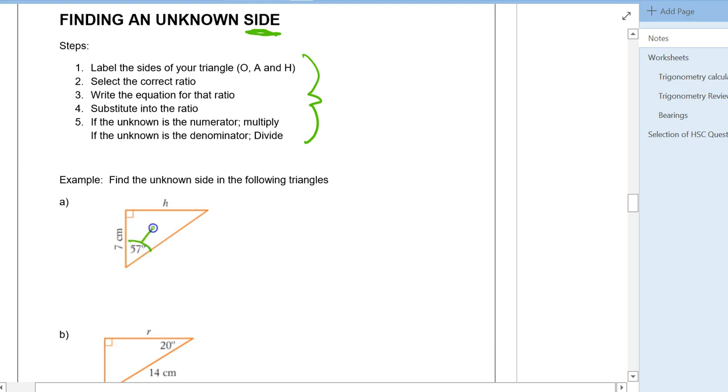I've got the angle. This one's opposite, and this one's adjacent. Notice I haven't marked this side here because I don't have anything there, and if I put something there it's just going to confuse me, so we're not going to mark that side.